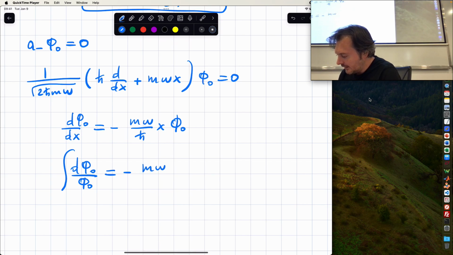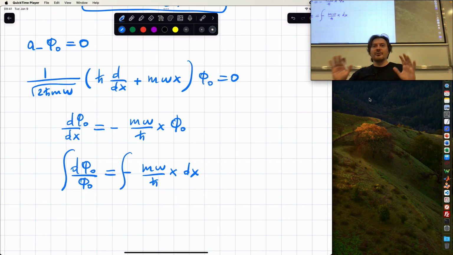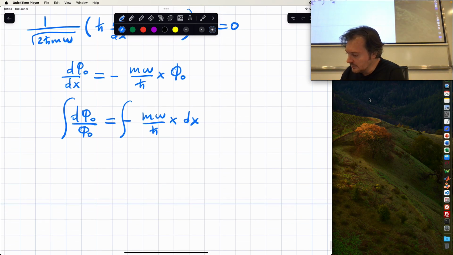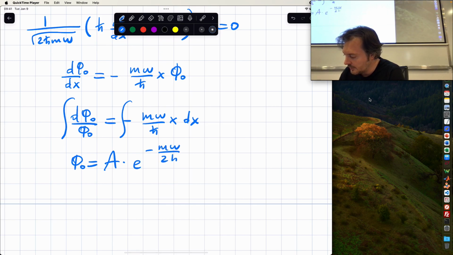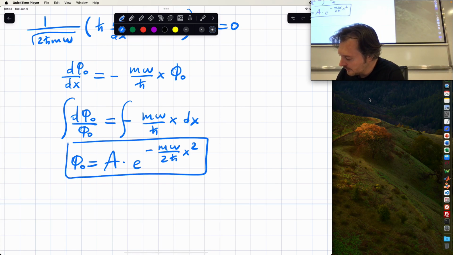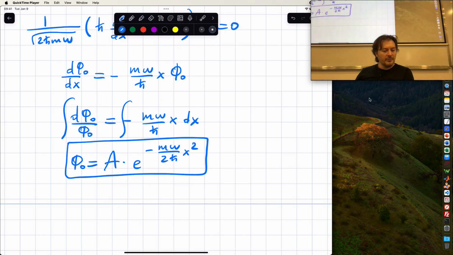The nice thing is that at the beginning, when we had this mathematical preliminary, we are still using those things and nothing else. Although it seems like we are going too deep into mathematics, we are really using the same stuff over and over again. When you integrate this, you are going to get phi 0 equals a constant times e to the minus m omega over 2 H bar x squared. So it's a Gaussian.